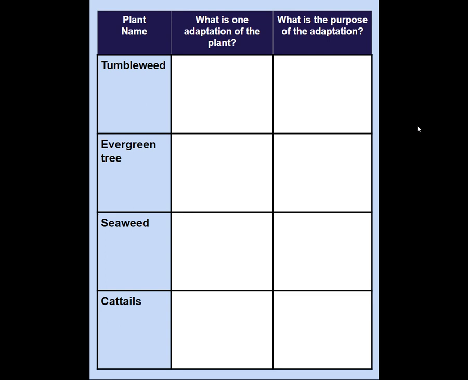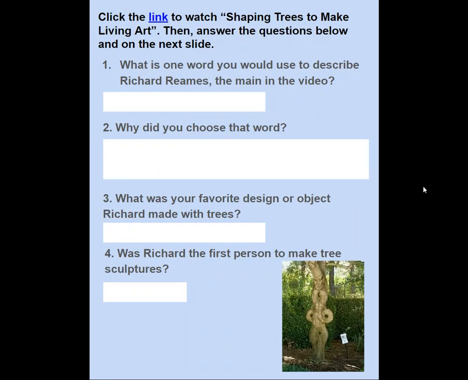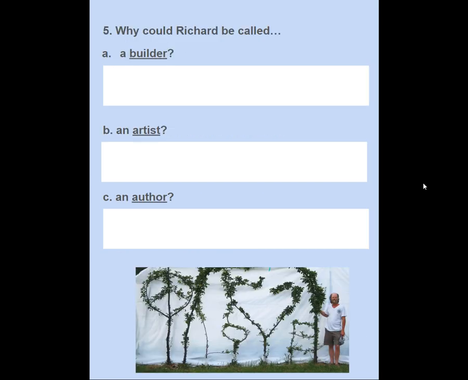When you are done with that, the next thing you're going to do is watch a video. It's a really cool video about a man named Richard Reams who shapes trees to make living art. So you're going to click on the link and watch the video. It's about 9 minutes long. And then there are 5 questions you have to answer about that. So it might be a good idea to go through and read the questions on this slide and the next slide before you continue. And that will be all you need to do for this assignment.